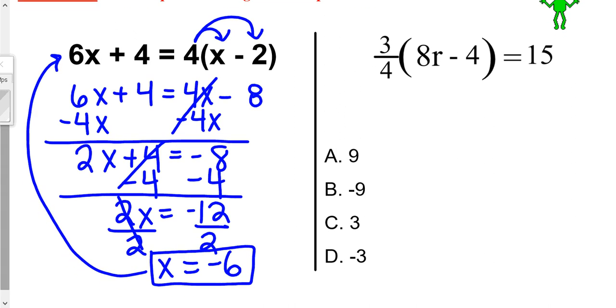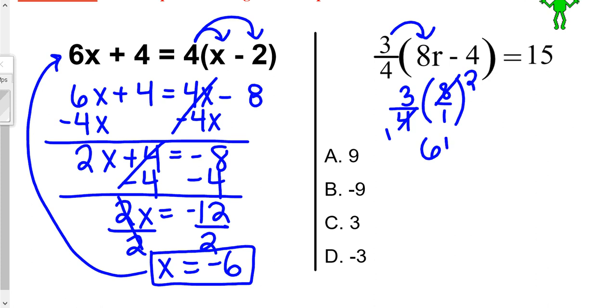Now let's take a look at the second question. So here we see the distributive property again. I'm going to multiply 3/4 times 8/1. I can cross simplify. That's going to give me 3 times 2, which is 6. Bring down your variable. I'm also going to distribute 3/4 to the -4.